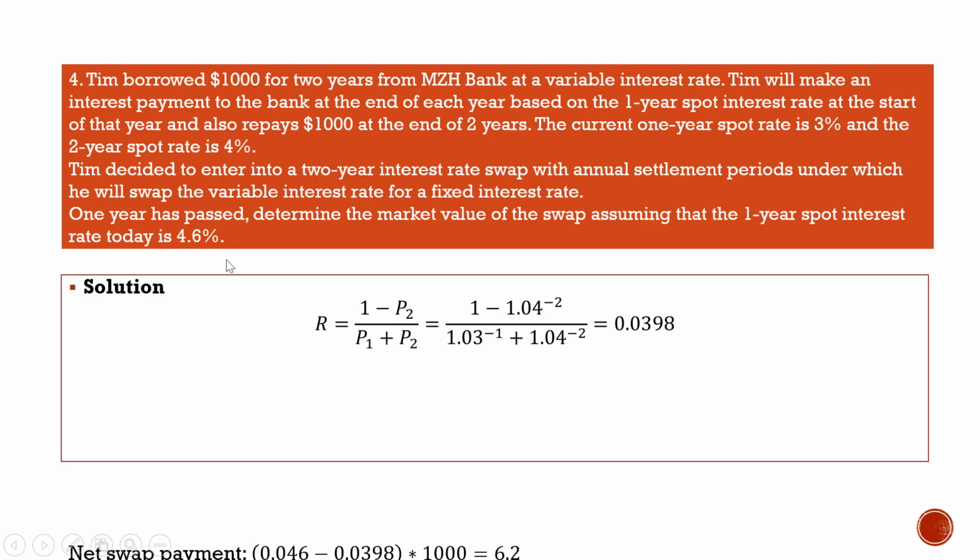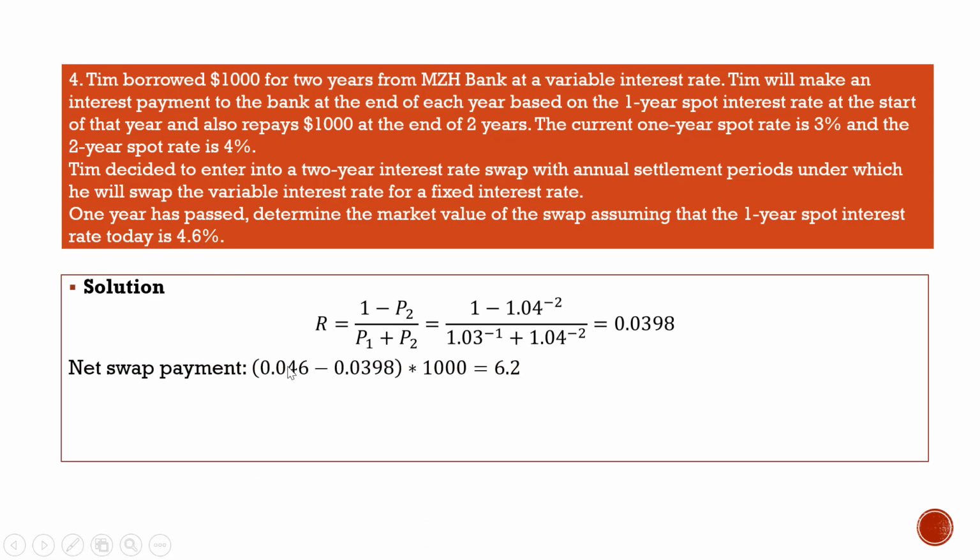0.046. So that means the net swap payment is 0.046 minus 0.0398 times 1,000, which is $6.2. Now the market value of this swap is basically the present value of the net swap payment. So the market value is 6.2 over 1.046, which is 5.93, because 4.6% is the spot rate, the 1 year spot rate.